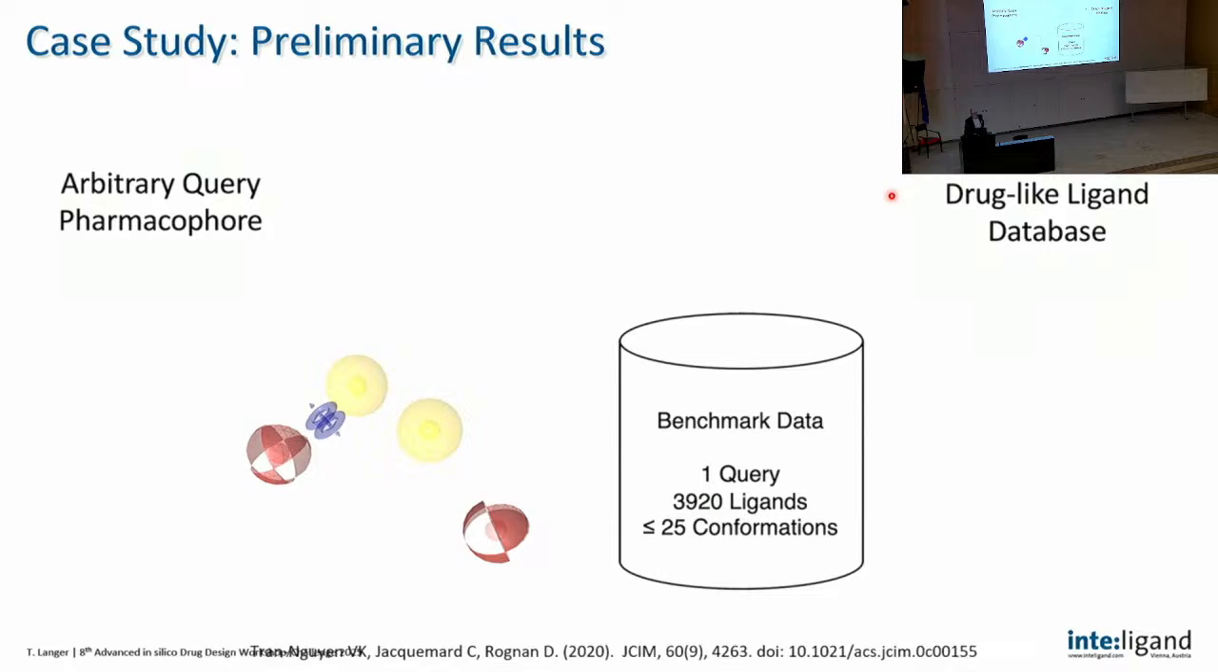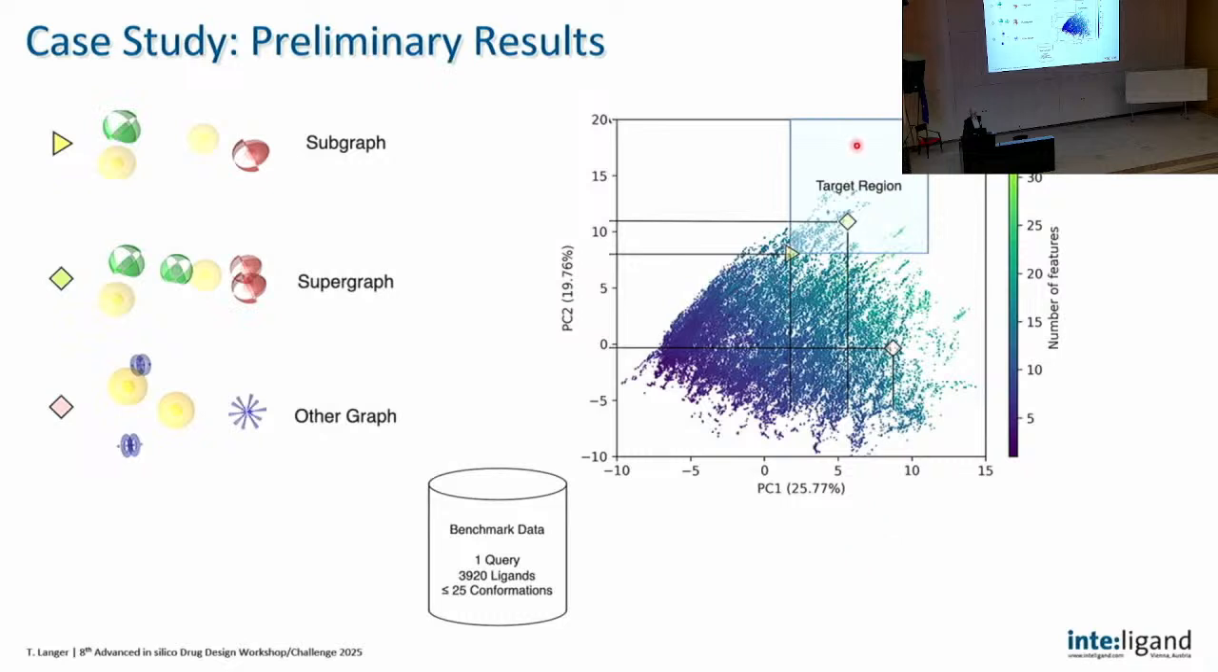And it was tested on a first data set here, an arbitrary pharmacophore model, and the drug-like ligand database. 1 query, almost 4,000 ligands, less than 25 conformers. And so this was the representation. So a lot of vectors, of course, here that are not in the region, but these are the ones that are the interesting ones because the target pharmacophore that we are looking for is located here.